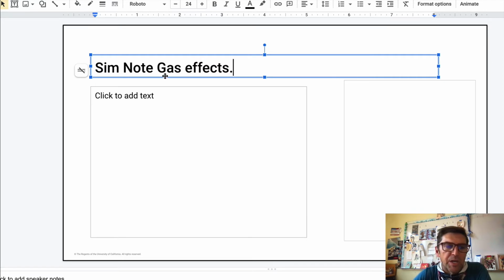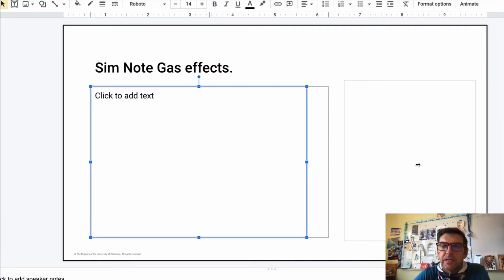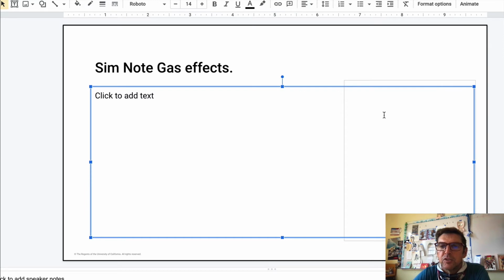So right now, go ahead and open your slideshow. Go to your top slide and create one of these. Now, one thing, I'm going to give you a little trick on the sim to make your notes easier. I'm going to make that as big as possible. And you might have made a different version. Don't worry. You can make a blank slide. Sim Note Gas Effects. What we're going to do is cut and paste the gases here, and then we can write our notes next to it.